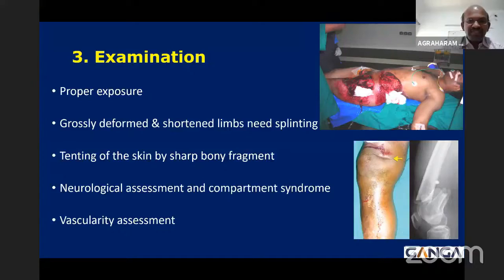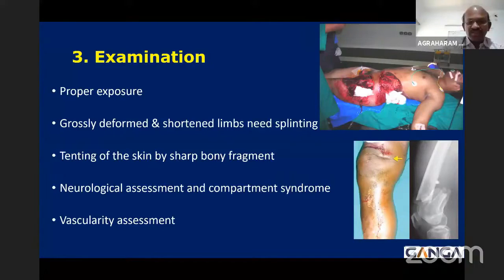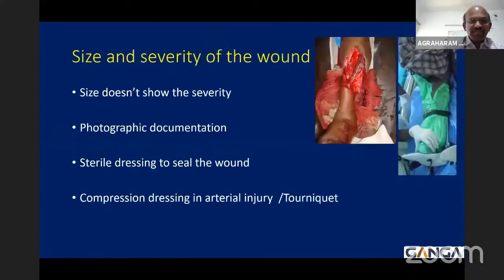And we need to assess the neurological status of the limb, and look at whether there is any compartment syndrome in the limb because of the injury. And we need to do the vascularity assessment. Limb viability is very important, which can be documented in the casualty, and it is very important to note, because it will decide the track of our management.